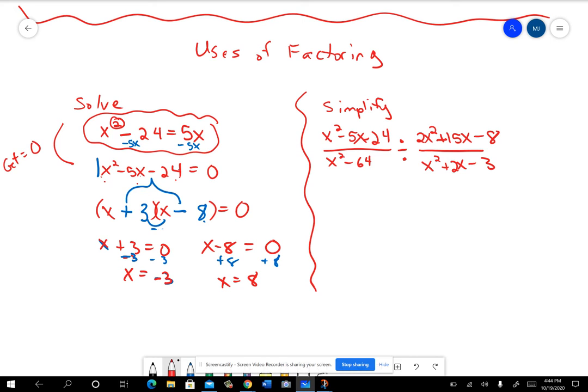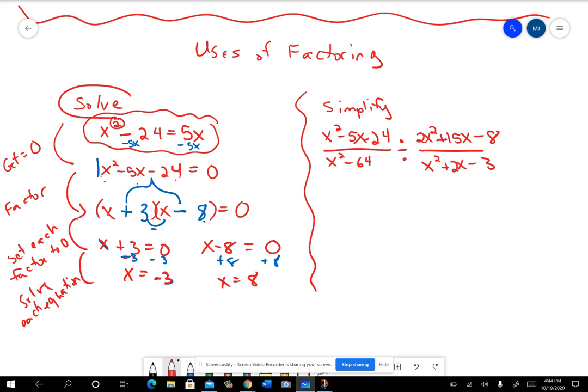Okay, so get it equal to 0. Then you're going to wind up trying to factor. Then you're going to wind up setting each factor to 0. And then you're going to solve each equation. Okay, and that's what that handout kind of delineated. All right, now over on this one, it's very different. So the one use of factoring is when you're solving. The other one is when you're simplifying expressions.